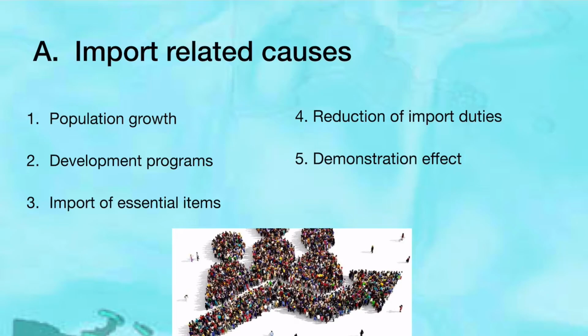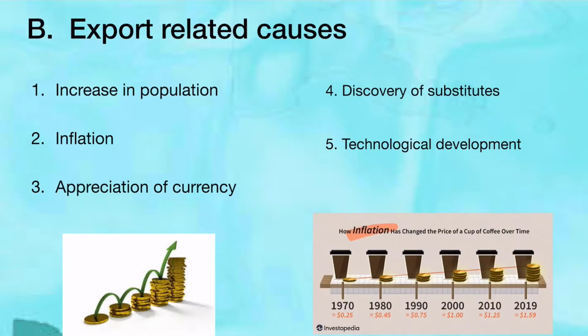So when you're in this process of imitating or demonstrating their standard of living, you tend to import more foreign goods and use less of domestic products or services. So this was the first reason. Point A, import related causes. Next we have export related causes.